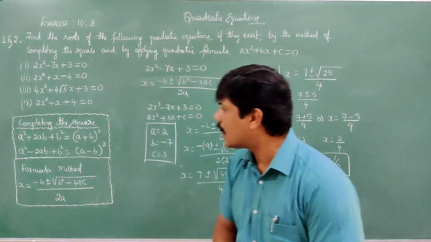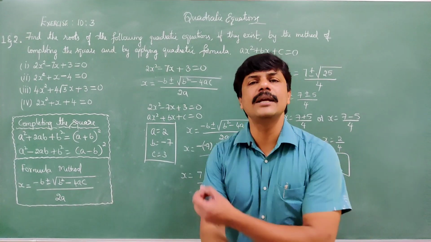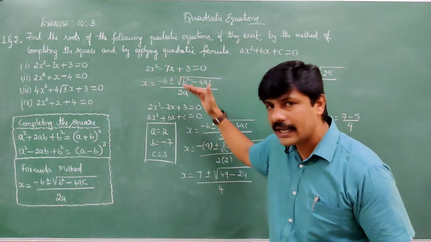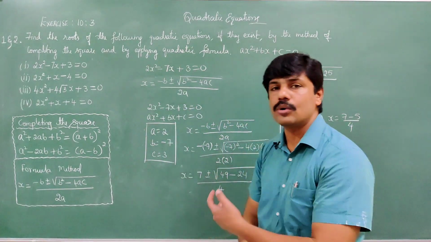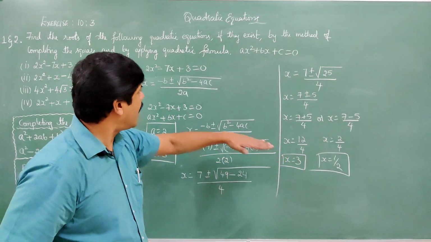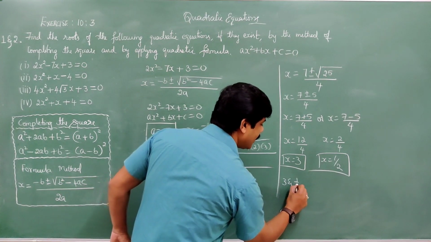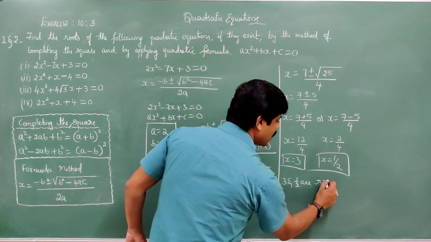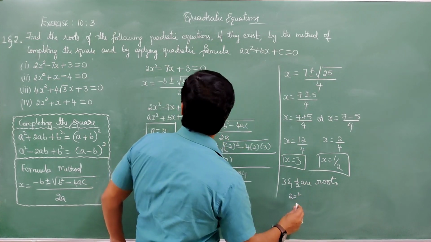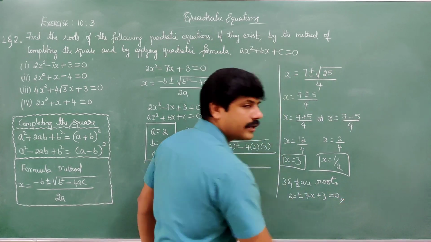But the advantage of the method of completing the square and the quadratic formula method is that you can solve any quadratic equation. The formula method is very easy, but completing the square gives you more idea about how to solve the problem. Now, what are the roots of this quadratic equation? 3 and 1 by 2 are the roots of 2x square minus 7x plus 3 equals 0. Don't forget to write that. Did you understand, children?